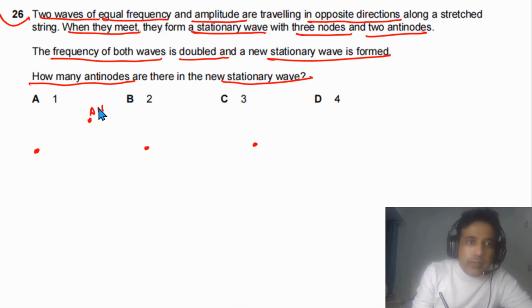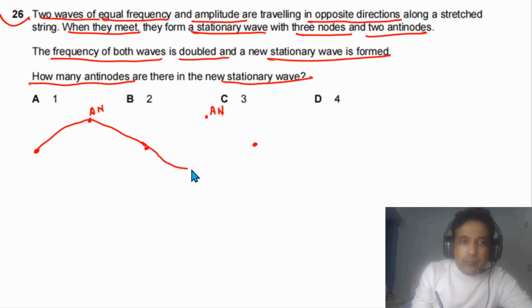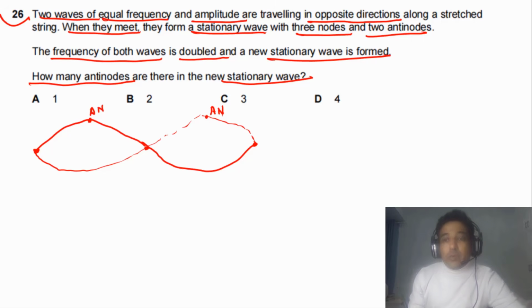So we have an antinode here and we will have an antinode here. So 2 antinodes and we have 3 nodes. So we can draw our stationary wave. The stationary wave will look like this. We can also draw the dotted line here to represent the stationary wave. So this is how the stationary wave will look.